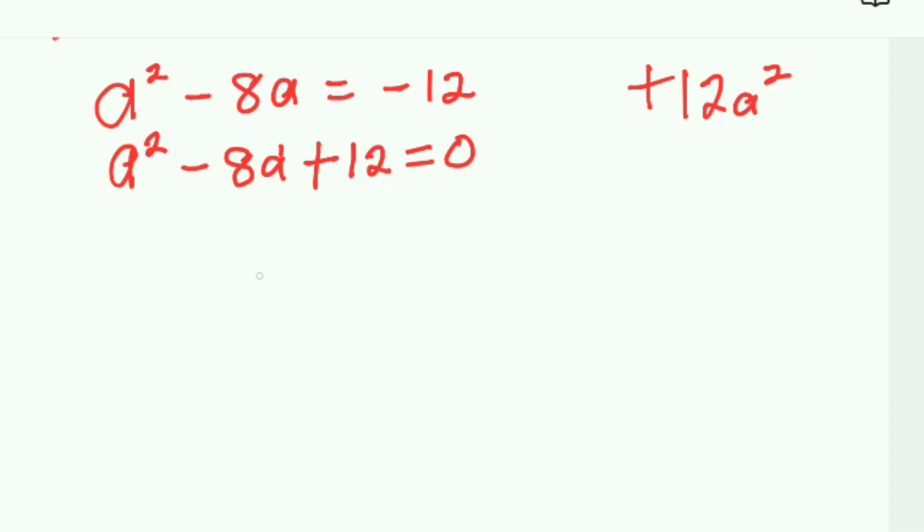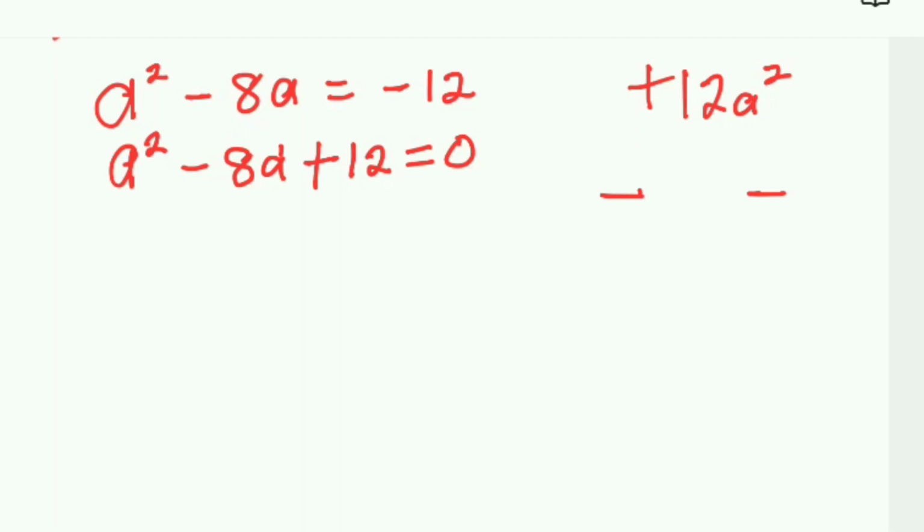Now look at this. When the linear term has a sign of negative and the product has a sign of positive, remember I told you that when the product is positive, the two factors will have the same sign: plus plus or minus minus. So to determine what sign it would be, look at the sign of the linear term. This is minus, right? So the two factors will be minus minus.